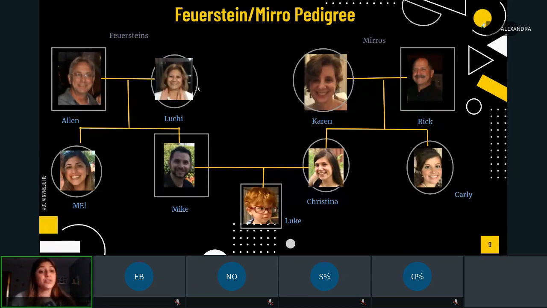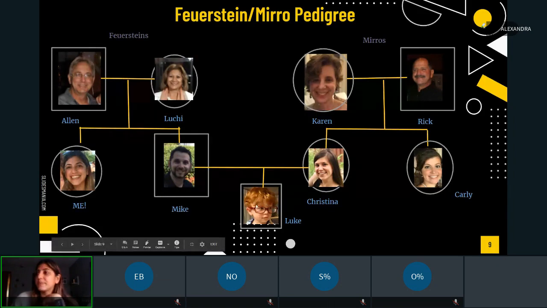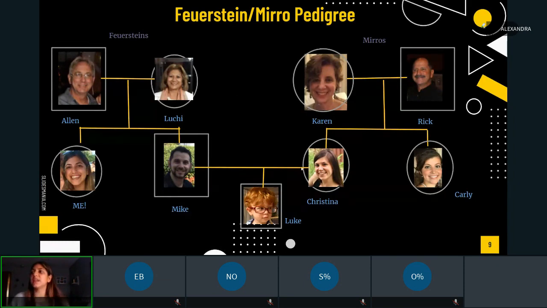So again, I'm just going to streamline how to read it. So we've got Luke here at the center of our diagram. And his parents are Mike and Christina, and they are shown to be connected through this direct line.